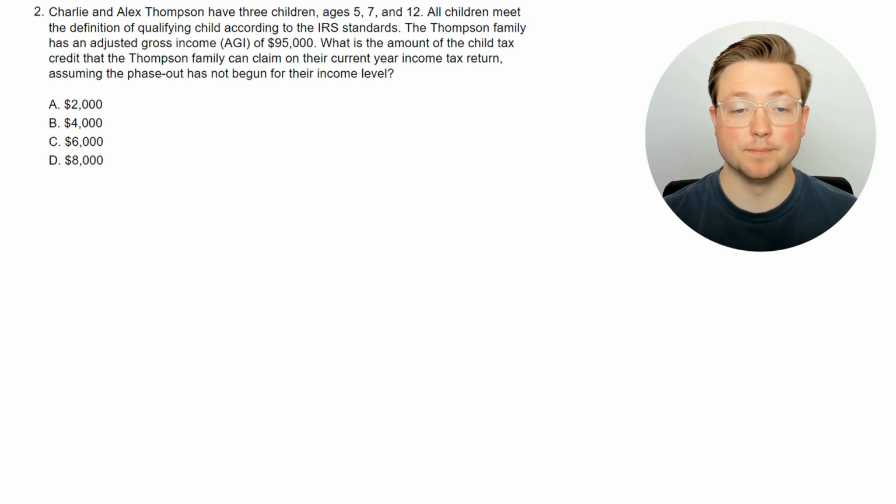Okay, here's question 2. Charlie and Alex Thompson have 3 children, ages 5, 7, and 12. All children meet the definition of qualifying child according to the IRS standards. The Thompson family has an adjusted gross income, or AGI, of $95,000. What is the amount of the child tax credit that the Thompson family can claim on their current year income tax return, assuming the phase-out has not begun for their income level? Okay, to learn how this works, let's go straight into the answer.